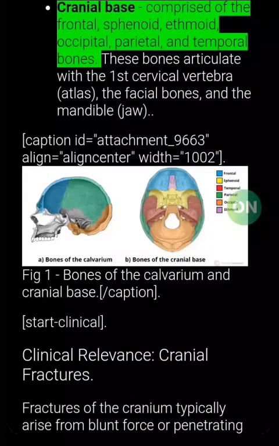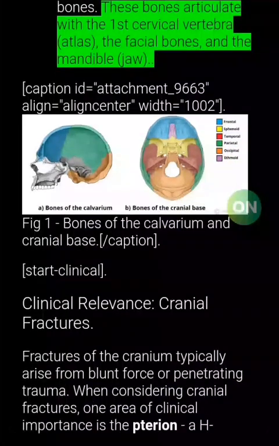Cranial base, comprised of the frontal, sphenoid, ethmoid, occipital, parietal, and temporal bones. These bones articulate with the first cervical vertebra, atlas, the facial bones, and the mandible, jaw.